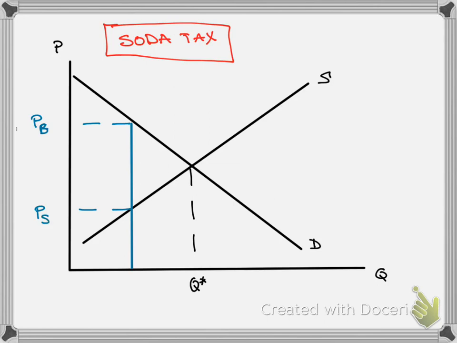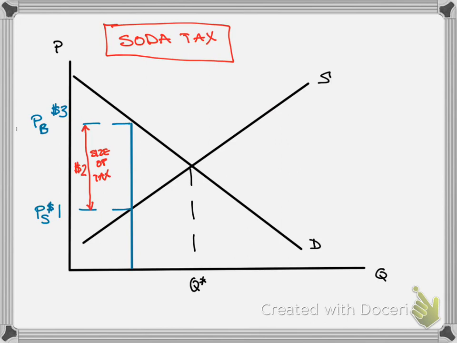So when I go buy my soda, I might pay $2 or $3 for that soda, but the merchant might only receive $1. And why is there a difference in price? Well, this difference here, the difference between 3 and 1, is the size of the tax. In this case, it's $2. So while I, as a consumer, pay $3 for a soda, the merchant only receives $1, the government gets $2.